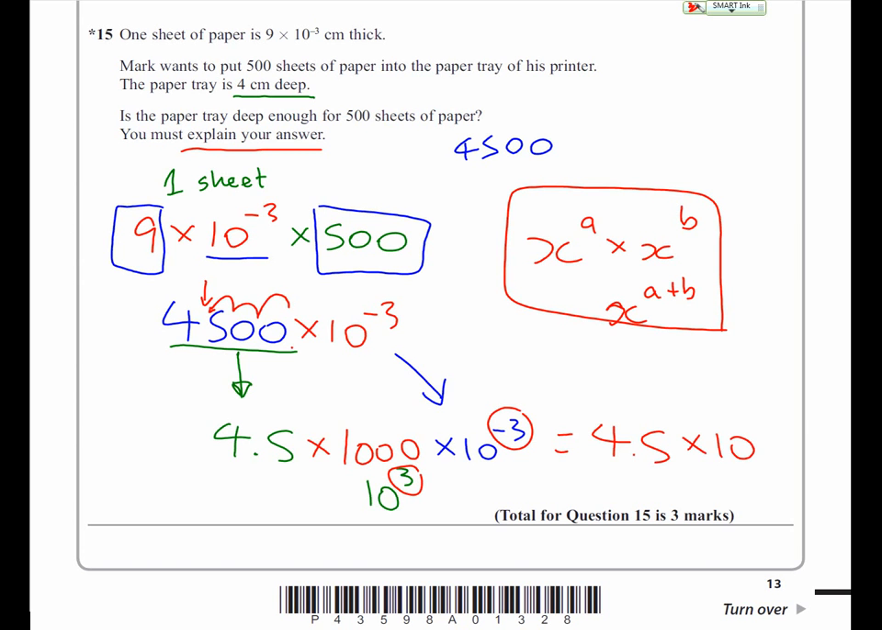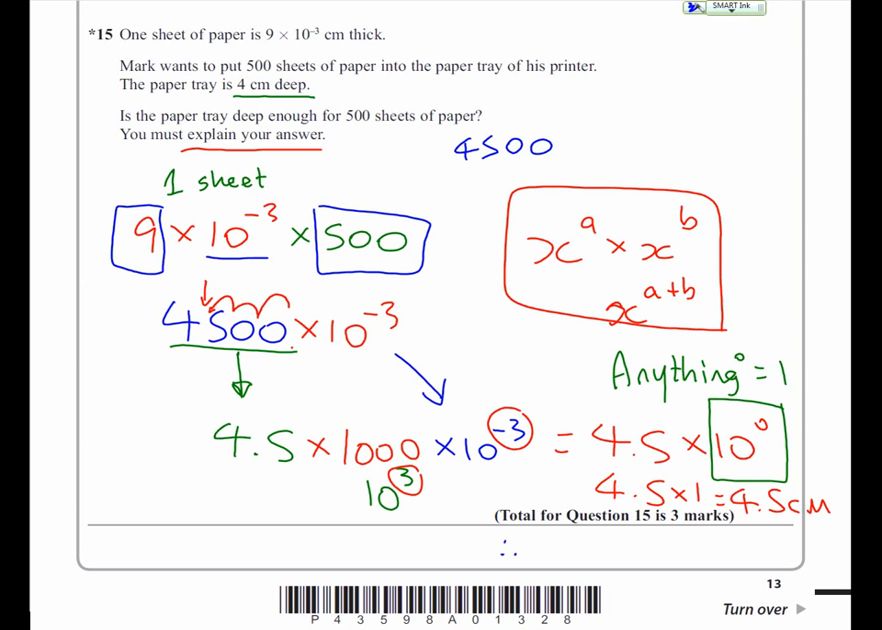3 plus minus 3 is 0. Or basically 3 take away 3, isn't it? So, 10 to the power of 0, we should know that anything to the power of 0 equals 1. So what you're actually figuring out is 4.5 times 1, aka 4.5 centimeters. Therefore, it will not fit, will it? Because we only have 4 centimeters. It will not fit. Unfortunately, he's going to have to take some out before Mark puts it in the printer. Next one.